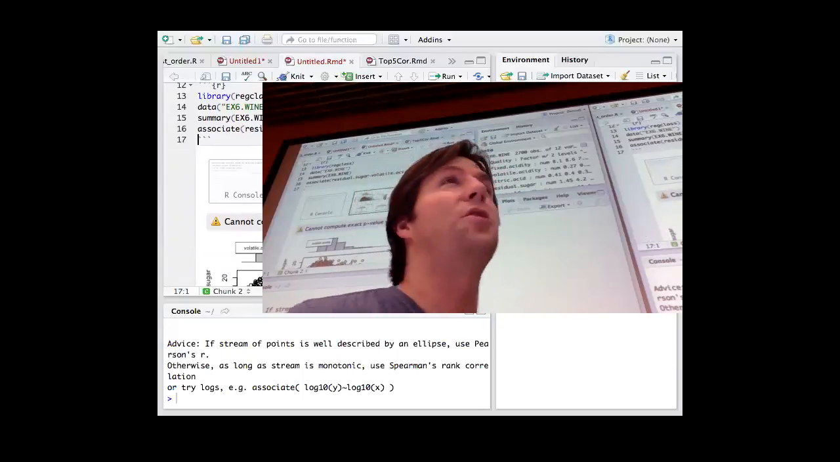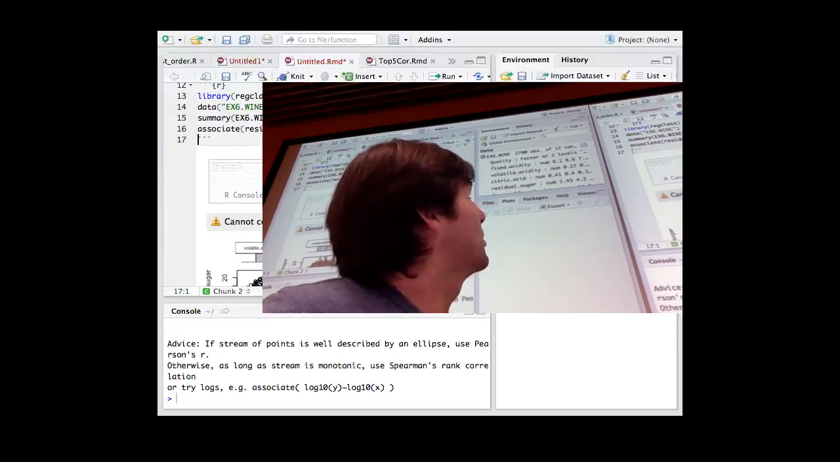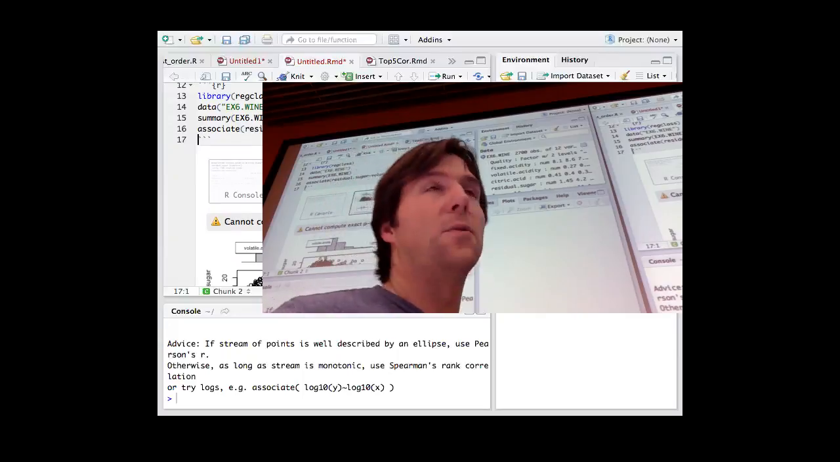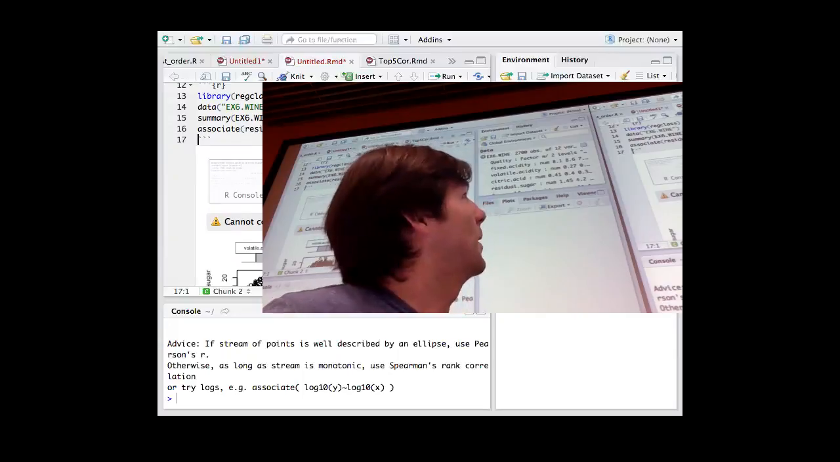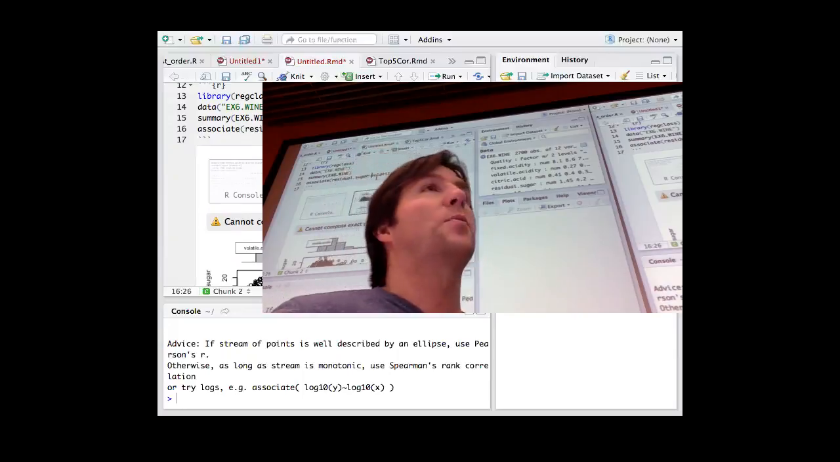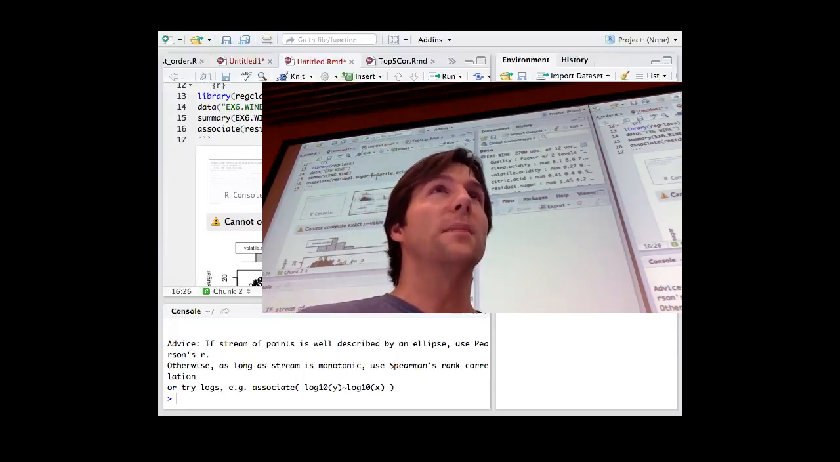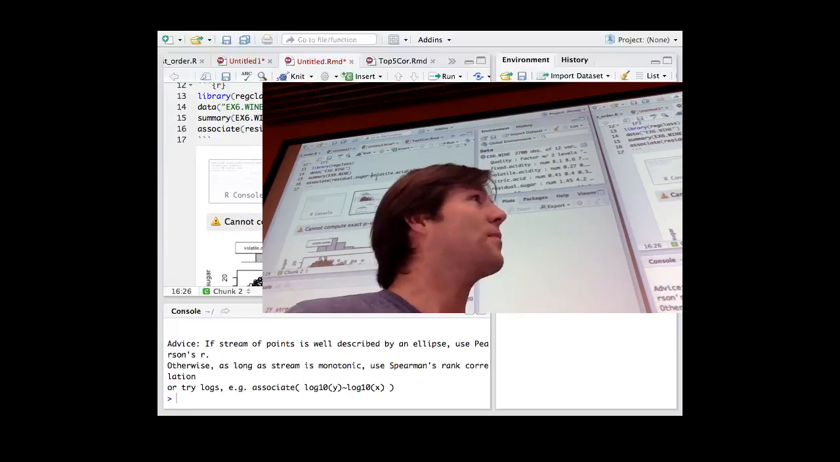Quantitative variables associate command: residual.sugar, volatile.acidity, data equals EX6.1. Be careful. Some people sometimes put the dollar signs before it here. That'll cause problems, like with visualize model. A lot of problems.